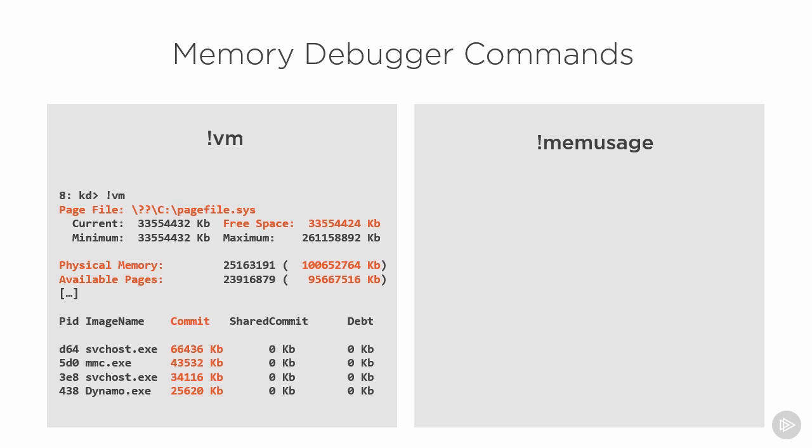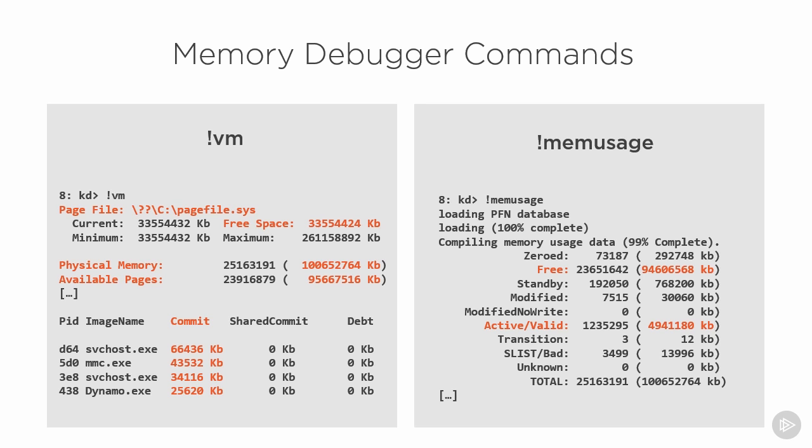Another command is the !memusage. This will show you the actual physical memory utilization on the system. It'll divide it up into, say, the zeroed pages. Those are the ones that have been zeroed out. There's the free pages that are available for use. There's pages known as standby and modified. There's also the active or valid pages, which are the ones that are currently resident in memory. So again, the !memusage command gives you a good idea of where all your physical pages are utilized.